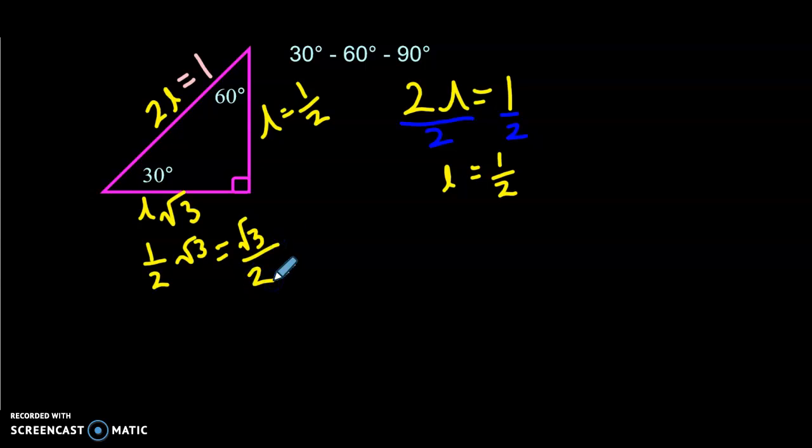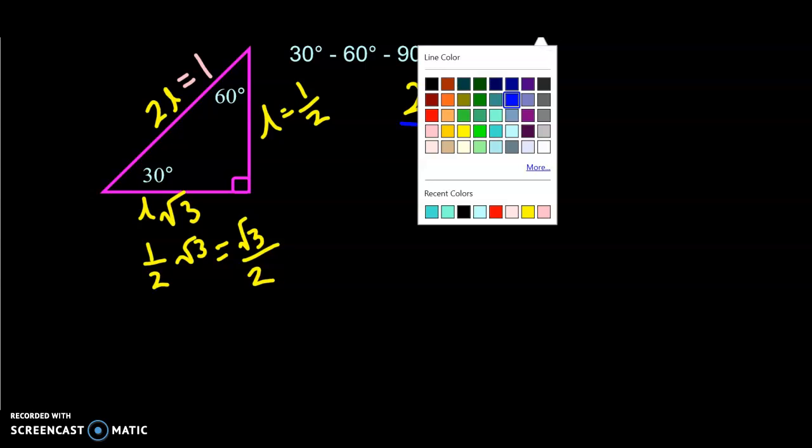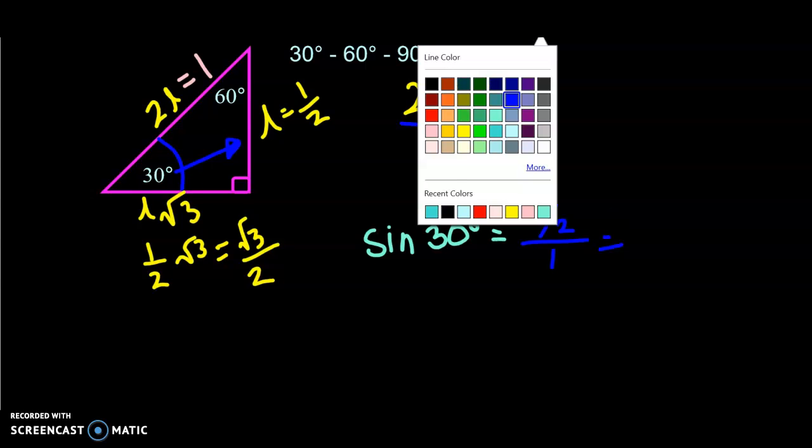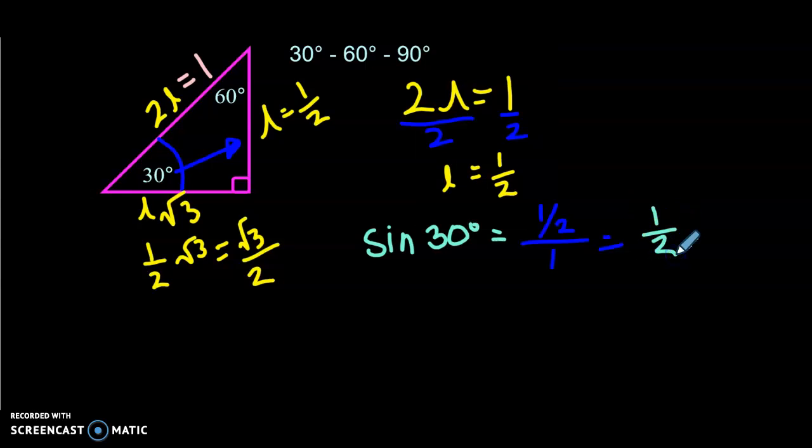Okay? And now we're able to find the sine of 30 degrees. And that would be opposite over hypotenuse. What is directly opposite of 30 degrees? It's 1/2. What is the hypotenuse? The hypotenuse is 1. So sine of 30 degrees is equal to 1/2.